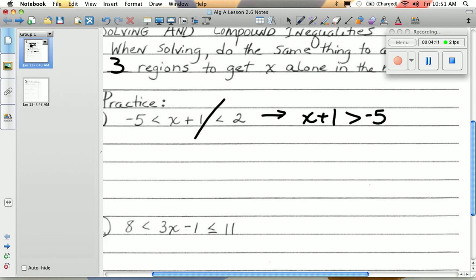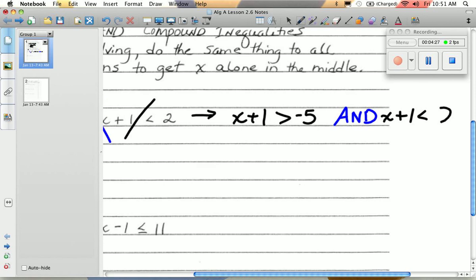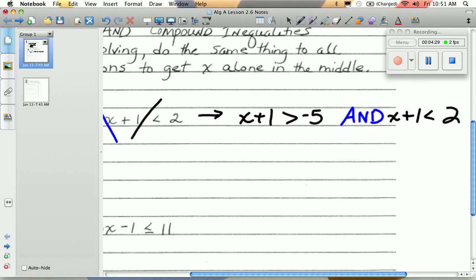So that's one of our simple inequalities. The other simple inequality is the x plus 1 going the other direction. So the other one is, we say, and x plus 1 is less than 2. And notice we don't have to switch it around because the variable is already on the left. So there's our two simple inequalities that have been put together in the same statement. And when there's an and involved, that means the solution has to come from both of them. They both have to have that as a solution to be a solution for the whole thing.